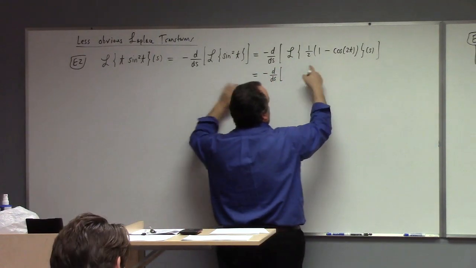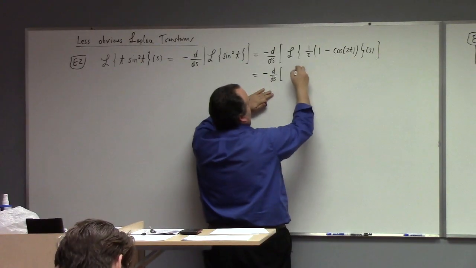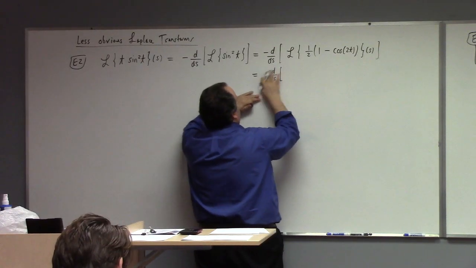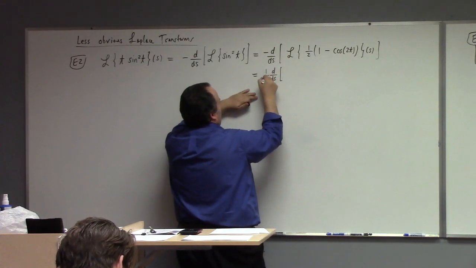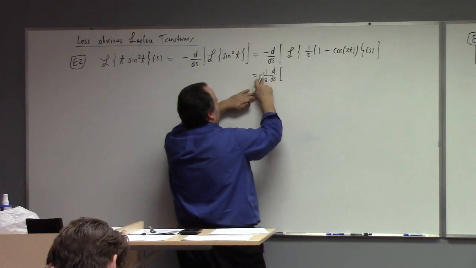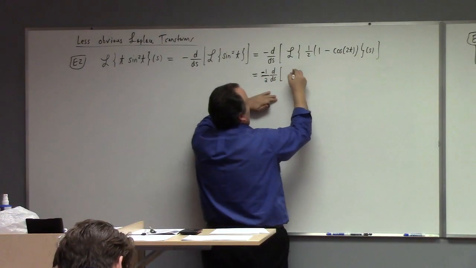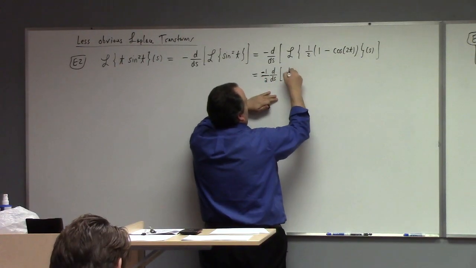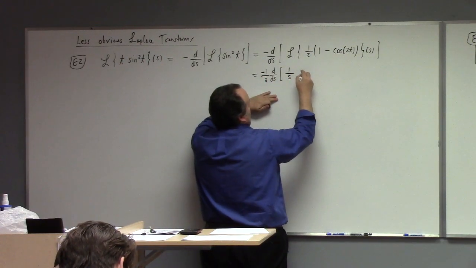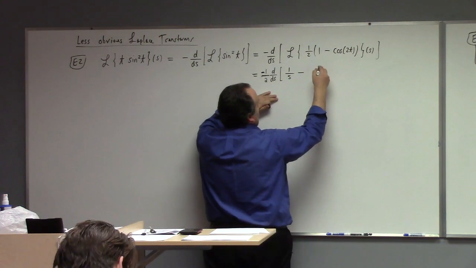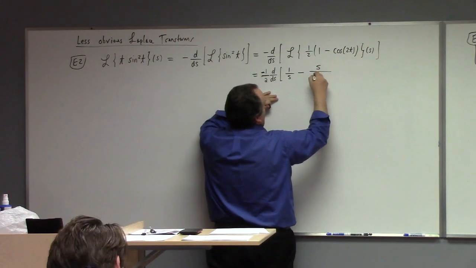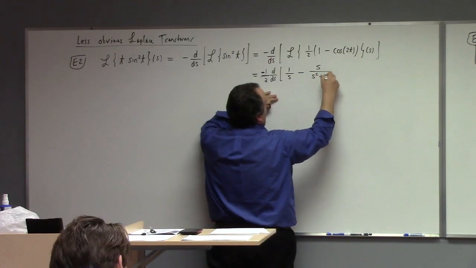But let's see here, d/ds of the Laplace transform of 1/2 minus 1/2 cosine 2t. I'll leave the half out front because we don't want to keep dealing with that, so I'll pull the minus 1/2 out front, right? Then the Laplace transform of 1 was 1 over s. Remember that? The Laplace transform of cosine 2t is in fact s divided by s squared plus 4.